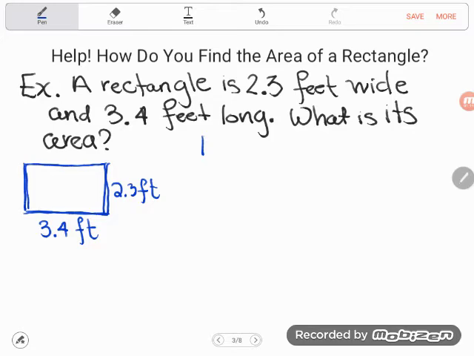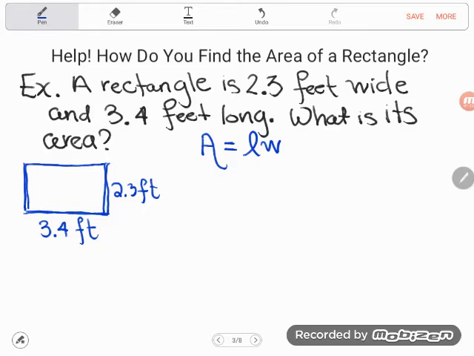It says to find the area of a rectangle, so A, that's going to be equal to LW, the length times the width. That's what, in algebra, when we want letters to multiply together, we just shove them up real tight. So LW means length times width.